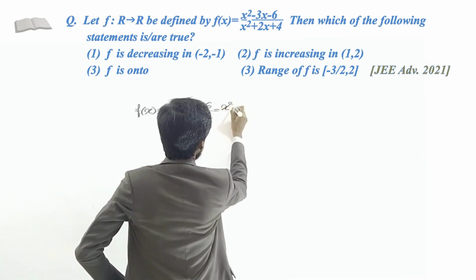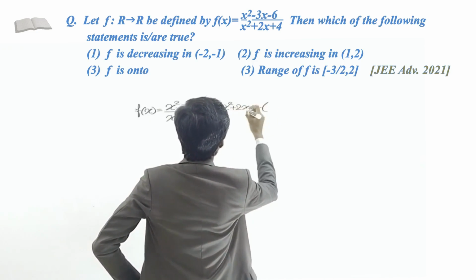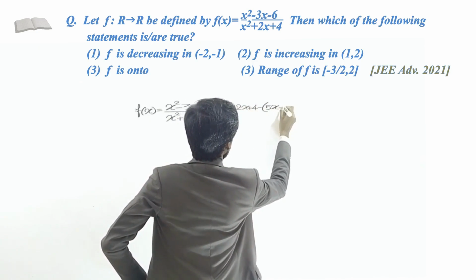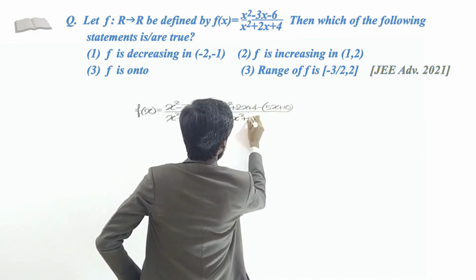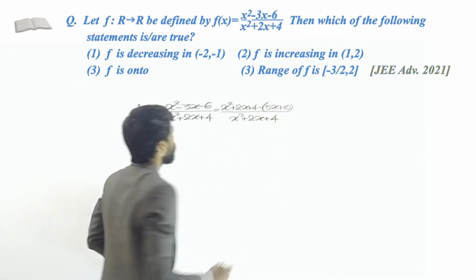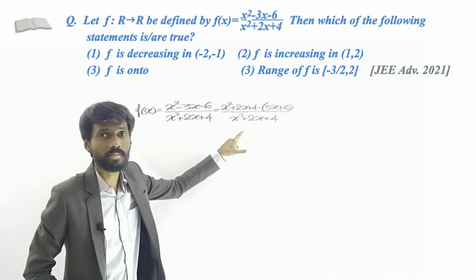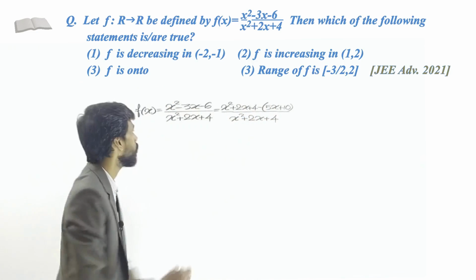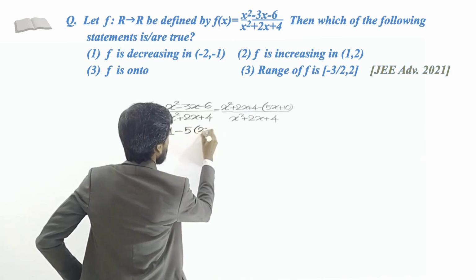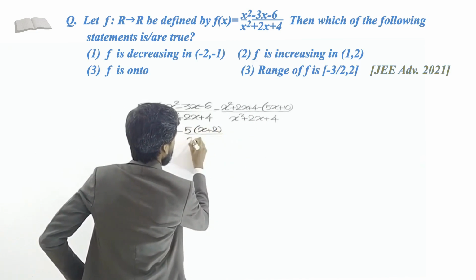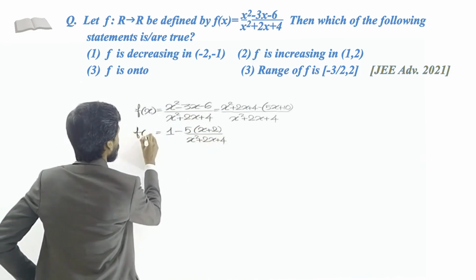You can write this as (x squared plus 2x plus 4) minus (5x plus 10), divided by x squared plus 2x plus 4. So I've written the numerator polynomial split into this, so that we can cancel this, right? X squared plus 2x plus 4, here also same value. So that means you will get 1 minus 5 multiplied by (x plus 2) divided by (x squared plus 2x plus 4). Okay, so this is our required function f of x.